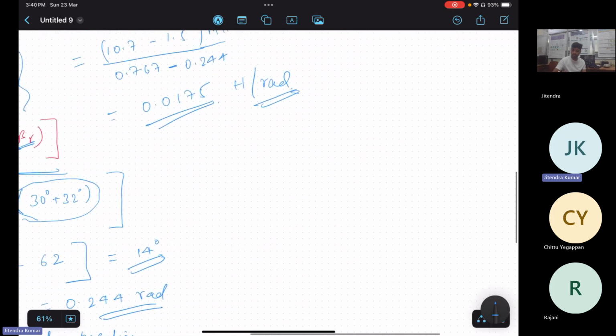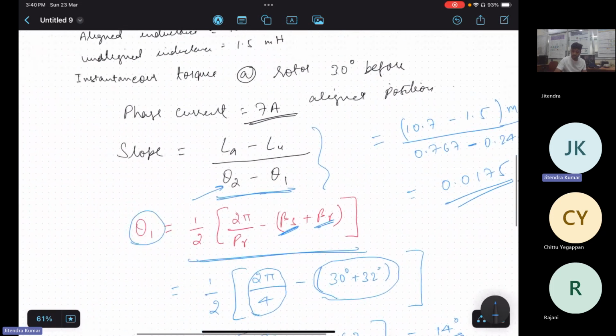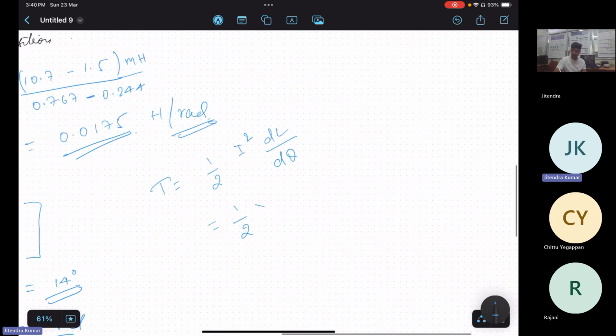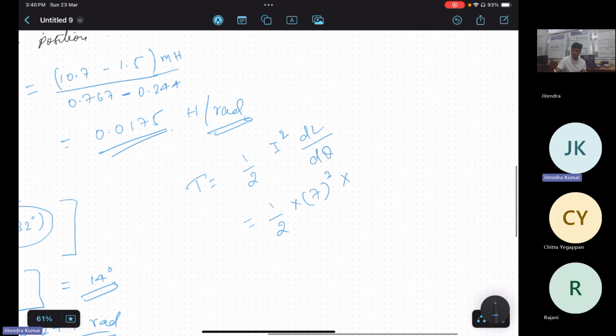Now we plug in the value of torque, which is half I squared dL by d theta. The phase current is given as 7 amps, so half into 7 squared into dL by d theta, which is 0.0175. The amount of torque you get is 0.428 Newton meter. That is the correct answer.